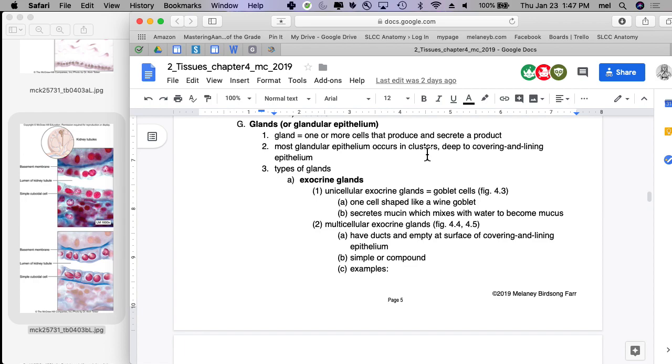It can be unicellular, like a goblet cell, which is actually considered a gland, to multicellular, that produce and secrete a product. Good? That makes it a gland. So he's louder than I am.